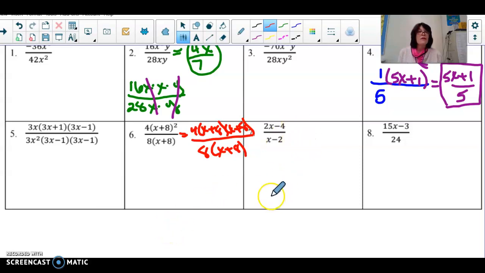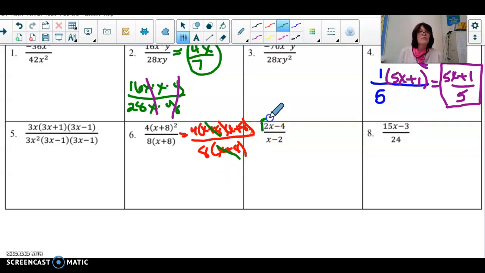I'm going to show you number 7 because it looks like nothing can cancel. Again, guys, you can't just cancel this way. There's a subtraction. Everything has to be connected by multiplication. And like here, yes, we could cancel one of the x plus 8s because it's the whole x plus 8. I'm not just canceling the x's and the 8s. I'm canceling that whole factor. The additions and subtractions can be there, but then you have to cancel the whole factor.